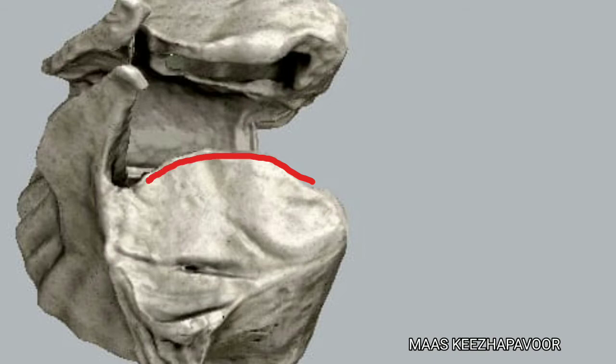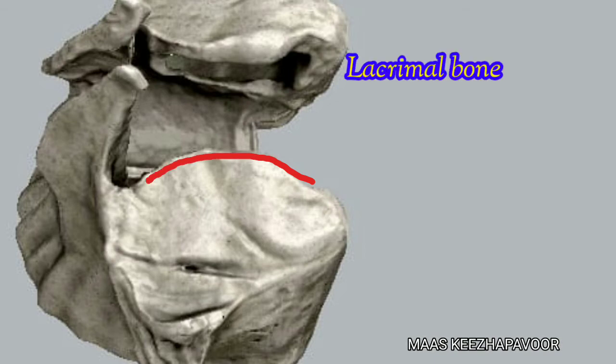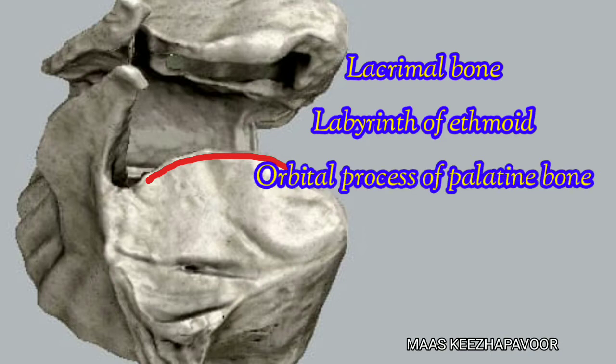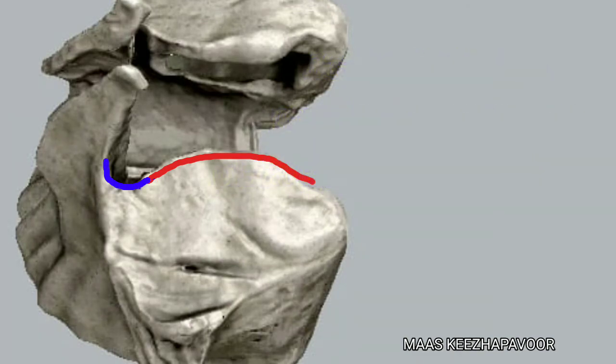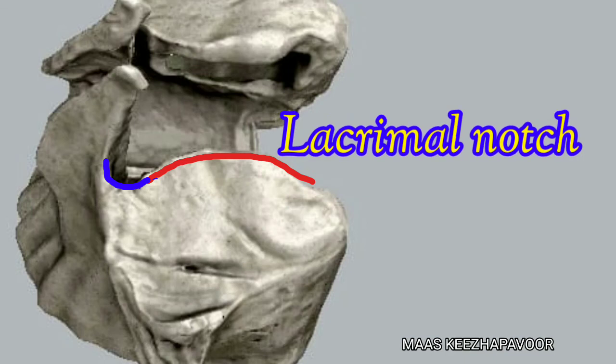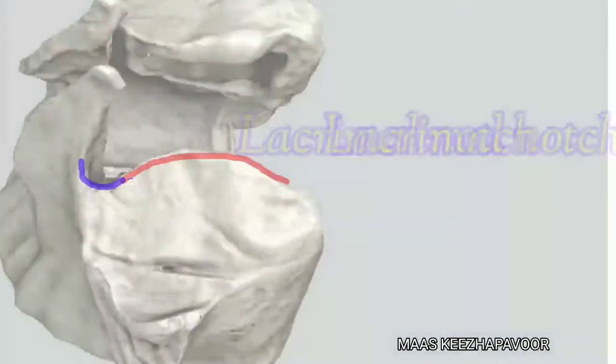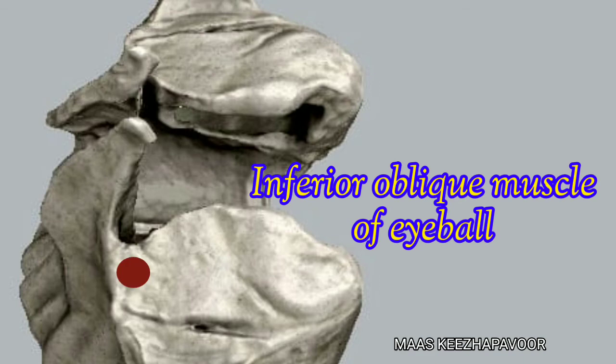The medial border articulates with the lacrimal bone, labyrinth of ethmoid, and orbital process of the palatine bone from before backwards. The medial border anteriorly presents a notch called the lacrimal notch, which is converted into the nasolacrimal canal by the descending process of the lacrimal bone. We'll see the details of this canal in the next video. Near this lacrimal notch, that is, in the anteromedial aspect of this surface, the inferior oblique muscle of the eyeball takes origin.